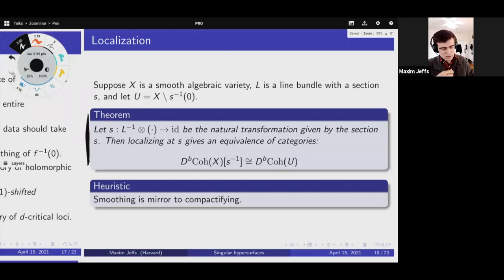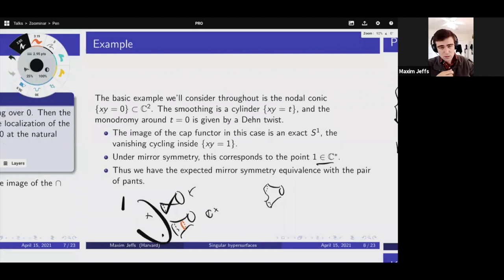This is why this argument works, because in some sense, when I quotient by this object, which is mirrored to the skyscraper sheaf at one, the corresponding category, when I quotient by that object on the other side, gives me what happens if I take the complement of that point in C star. Does that make sense?